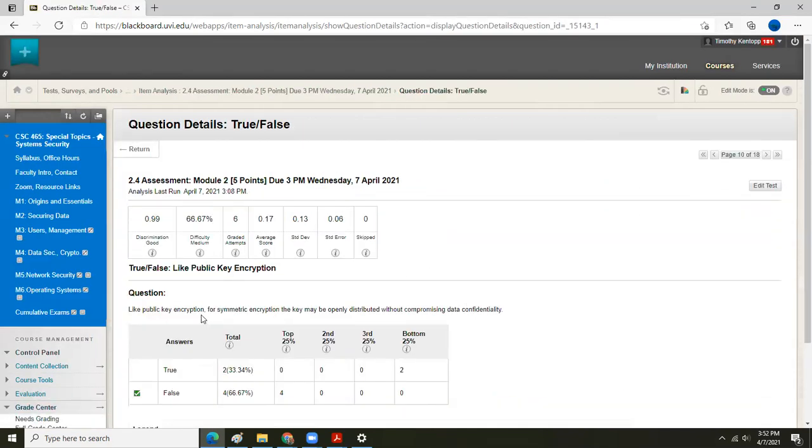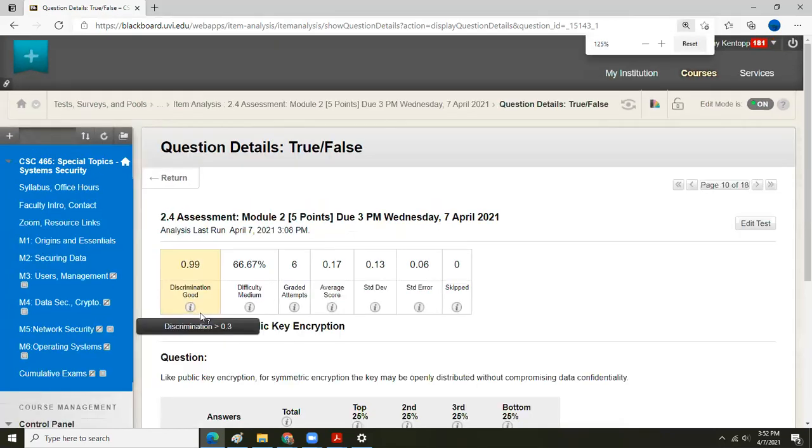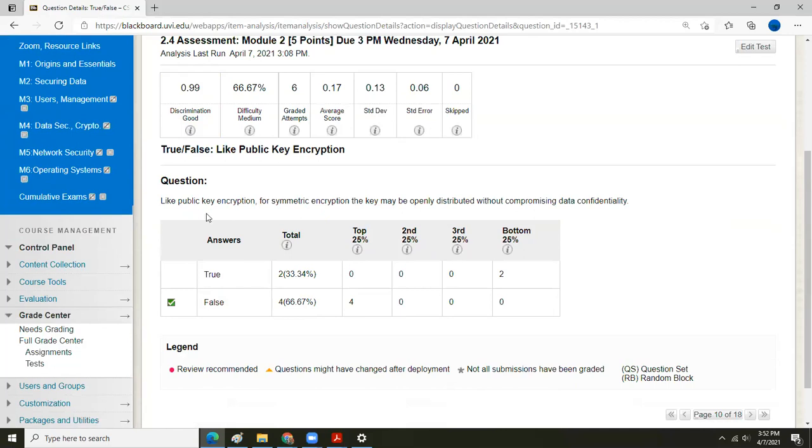Like public key encryption, for symmetric encryption, the key may be openly distributed without compromising data confidentiality. That's false. Public key encryption is the only one that can openly distribute keys. And it's only the public key that can be circulated.